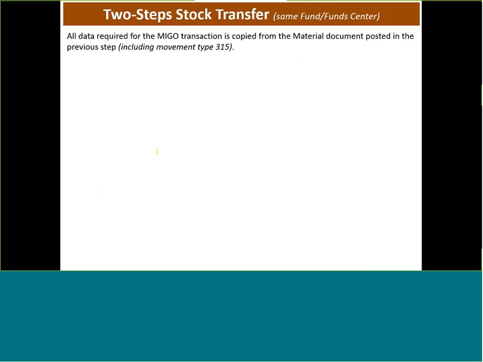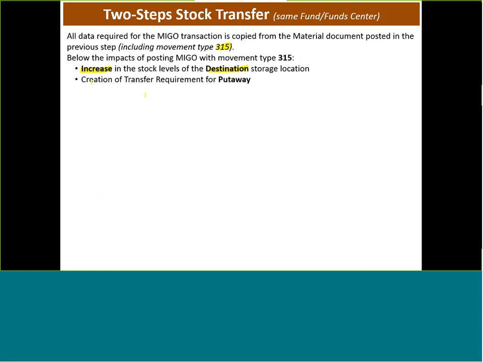Regarding the second MIGO transaction that is used with movement type 315, the stock at the destination will increase, and in this case, there will be a transfer requirement for put away in the destination warehouse.